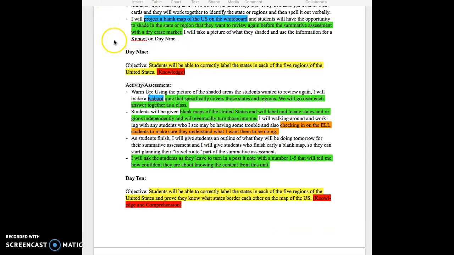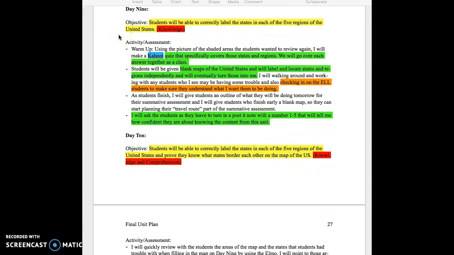Then I will project a blank map of the US on a whiteboard, and the students will have the opportunity to shade in the states or regions that they want to review again with me before the summative assessment in 2 days. I will take a picture of that, see what they shaded, and then I'll make a Kahoot based on what they want to review for the next day.